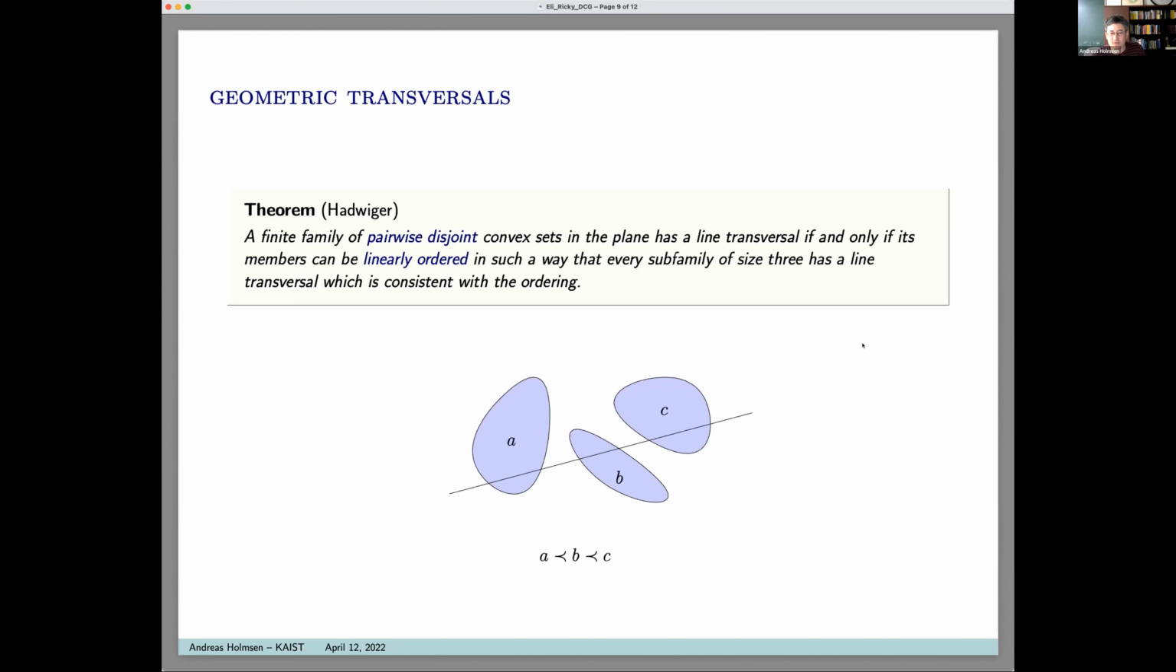Much of the study of geometric transversals, when I got into it, was related to a lot of stuff about convex sets in the plane. You try to control the shape of the convex sets to say that there can't be too many different orderings, and then you could apply Hadwiger's theorem and somehow get a transversal theorem or a Helly-type theorem for line transversals.